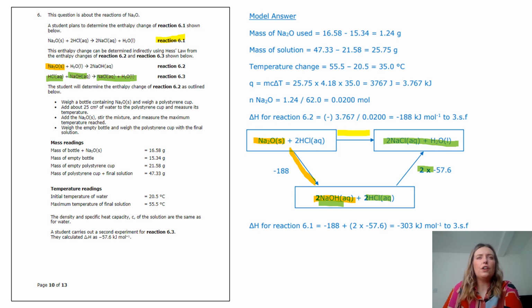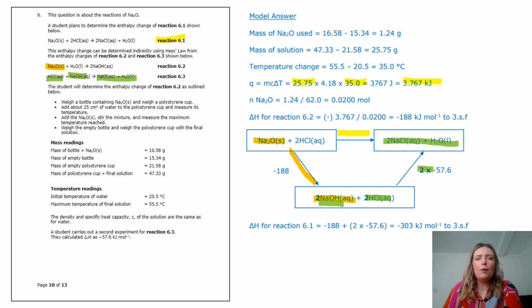For reaction 6.2, we've then been provided with a massive amount of information that we're going to use in order to do Q equals MC delta T. It's all raw experimental data, so there's obviously some evaluation that we have to do to work out exactly what masses and temperature changes and things that we want to include. Once we've done that work, we should have Q equals MC delta T using the mass 25.75 and using the temperature change 35 in order to give us 3.767 kilojoules of energy being transferred.